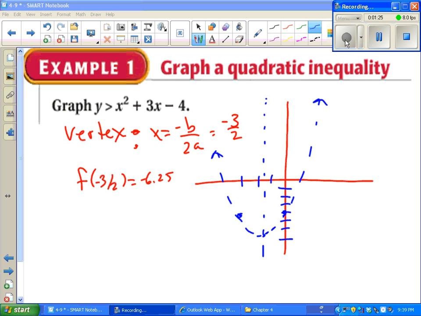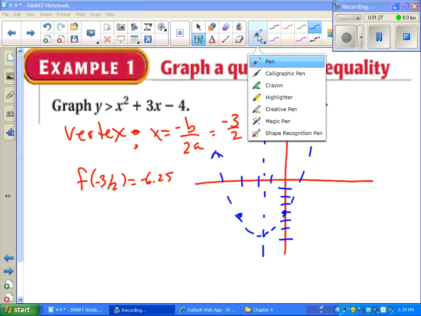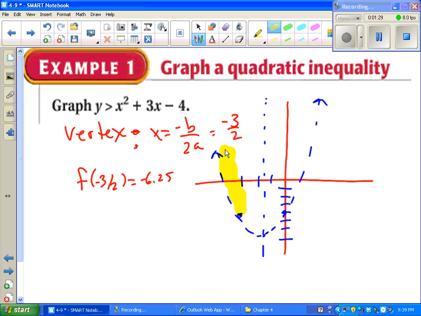I do have to shade though. It says y is greater than, so I'm going to shade above. Notice I used a dashed line. It's because it said y is greater than, not greater than or equal to. And that's it. When you graph your parabolas, be sure you get your vertex in the right place, and then have at least some other points that are in the right place, whether it's x-intercepts, y-intercepts, have something that makes sense.